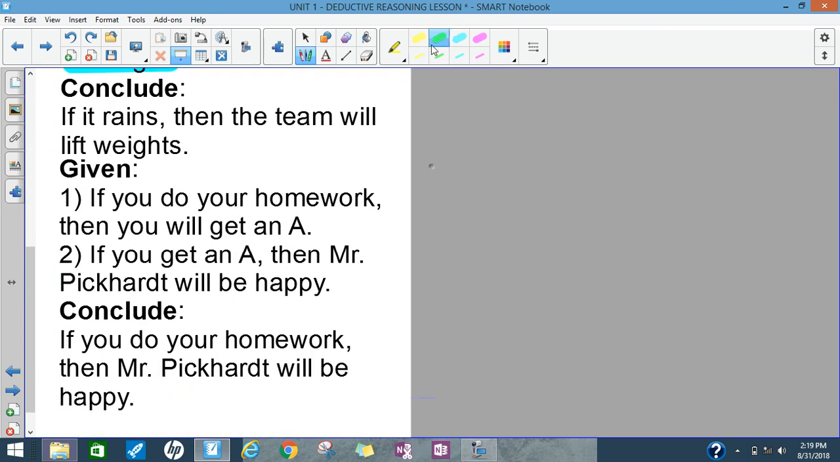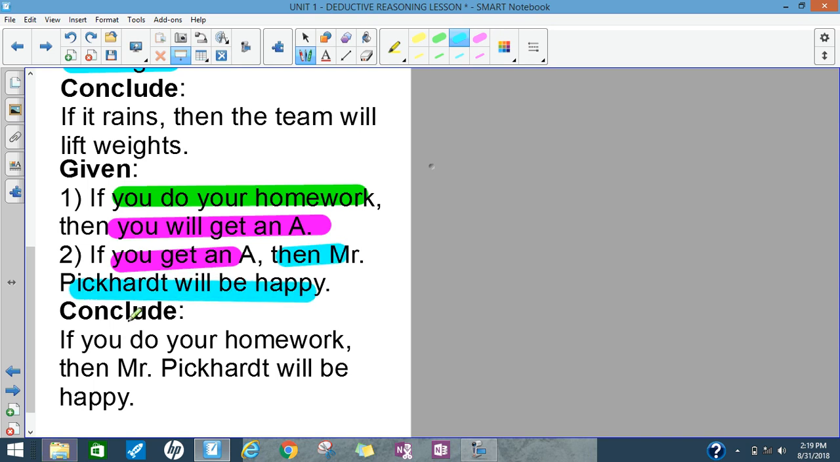Same idea here. We're back to Bob. You do your homework, you get an A. If you get an A, Mr. Pickard will be happy. So because we ended the first statement the same way we started the second statement, we sort of get rid of the purple part, and we create this statement: if you do your homework, then Mr. Pickard will be happy.